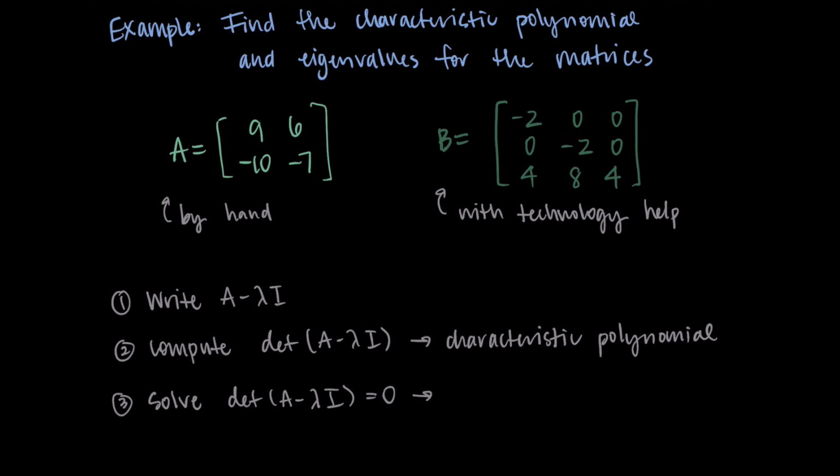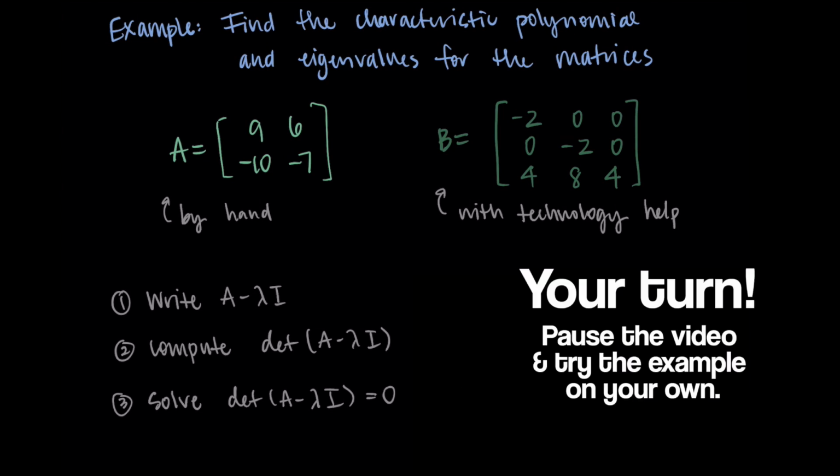So in the third step, we'll find the eigenvalues by taking the determinant of A minus lambda I and setting it equal to 0 to solve for lambda. This is finding the roots of the characteristic polynomial that we found in step 2. So why don't you go ahead, pause the video now, and try this out on your own. We're finding the characteristic polynomial and the eigenvalues for both of these matrices.